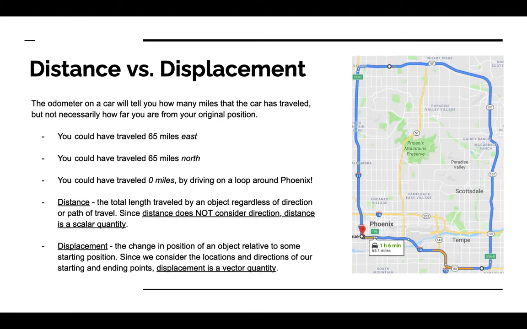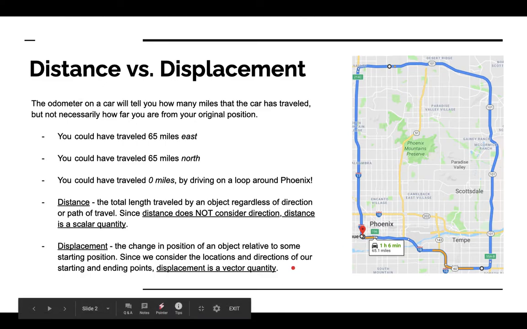Whereas on the other hand, if I traveled 65 miles east, that means my displacement would be positive 65 miles, as we take east to be a positive direction. Whereas if I traveled 65 miles north, that means in the northward direction I would have had a displacement of 65 miles away from my original starting position. Thus, displacement depends on our direction relative to our original location and is hence a vector quantity.